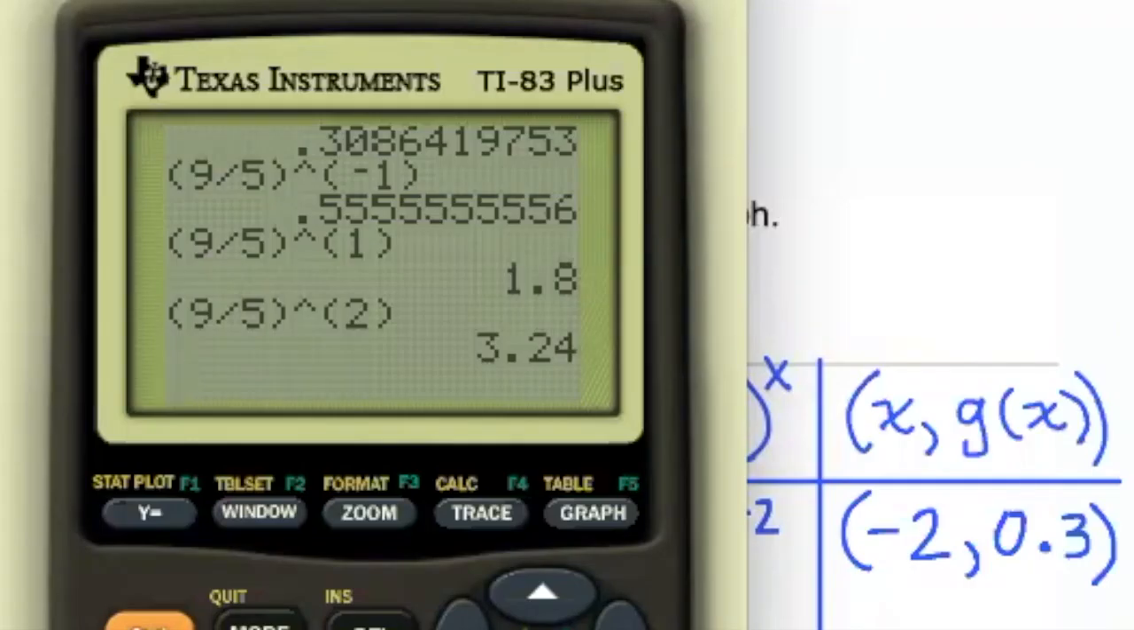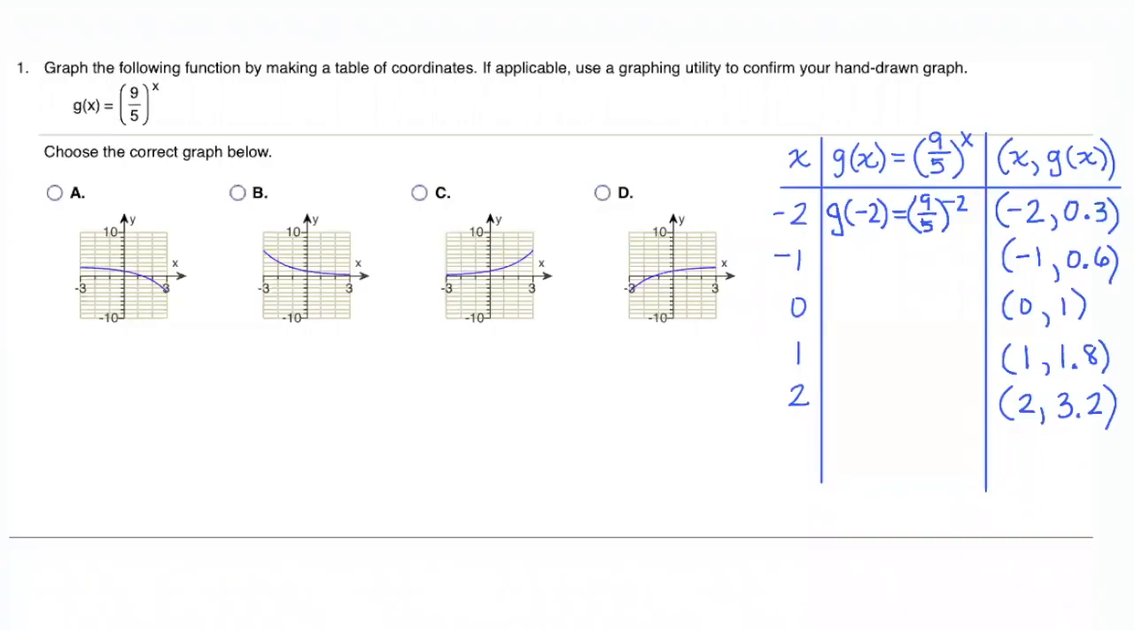All right, I've calculated the other values I need, but I skipped one. 9/5 to the 0 power, I didn't bother putting into the calculator. Why? Because anything to the 0 power will equal 1. I'll take these values and now put them in my table. I've set up the coordinates of all of my points, and when I go looking at the graph, I'm going to look at the ones that are easiest to see, like 2, 3.2.